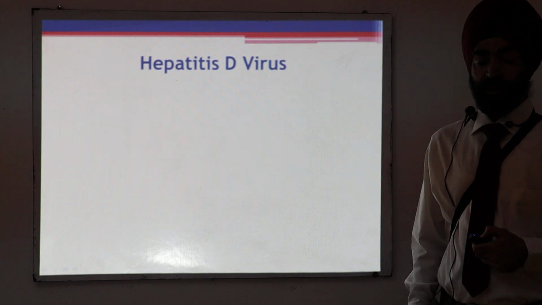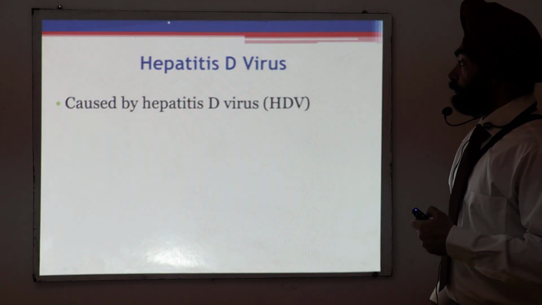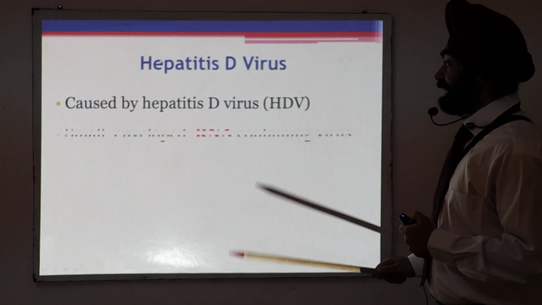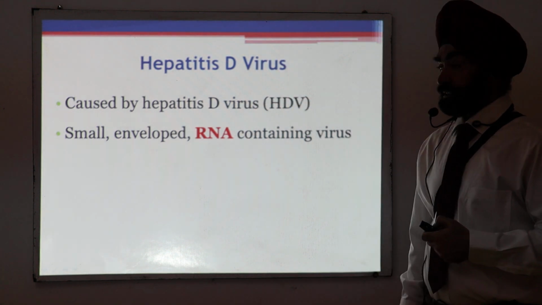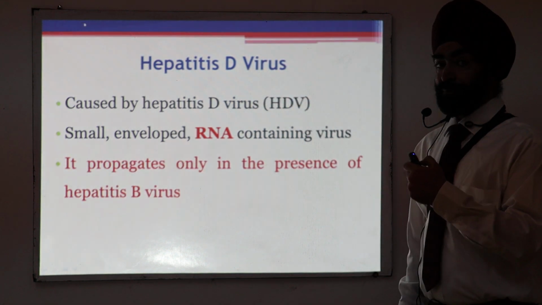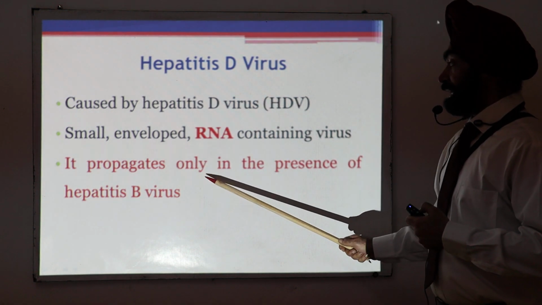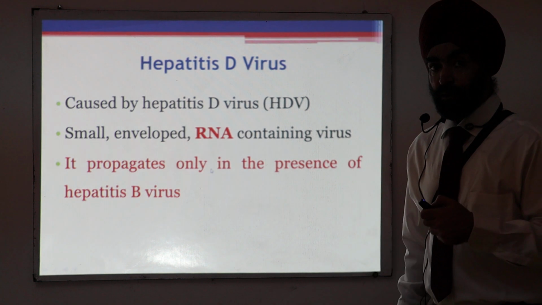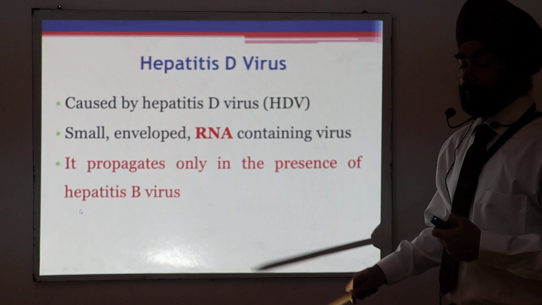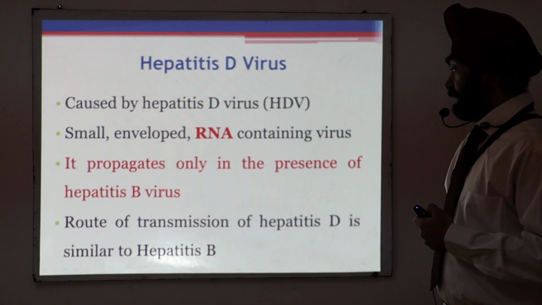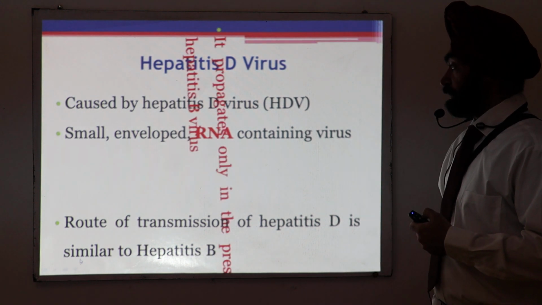So now coming down to another type of hepatitis, hepatitis D. It is again caused by the hepatitis D virus. It is a small enveloped RNA-containing virus. So why am I discussing hepatitis D and B? Because of this line: hepatitis D can propagate only if there is already infection of hepatitis B, not alone. And the route of transmission is similar to that of hepatitis B.